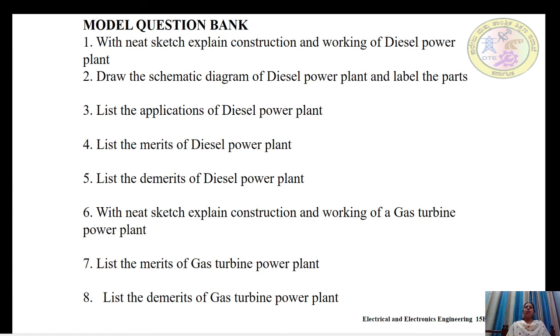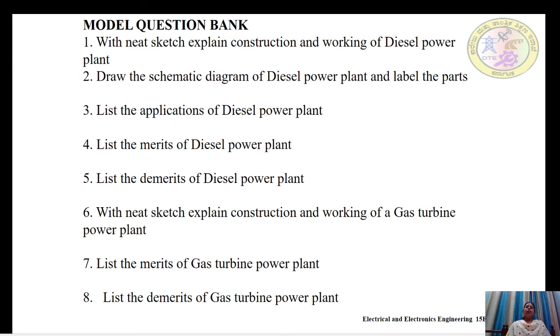List the applications of diesel power plant. We are seeing in this session what the applications of diesel power plant are. There are plenty of applications. The important thing is where we are going to use this diesel power plant. List the merits of diesel power plant. List the demerits of diesel power plant.